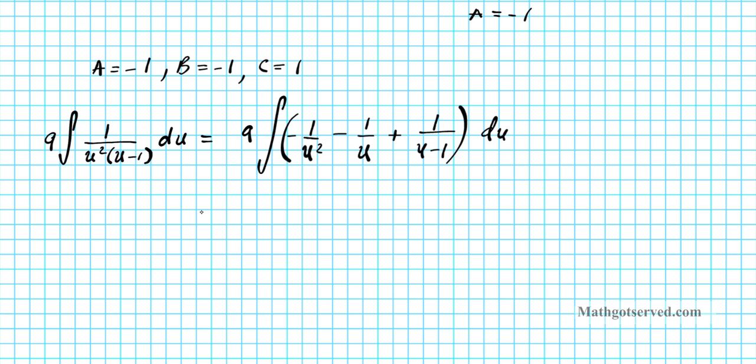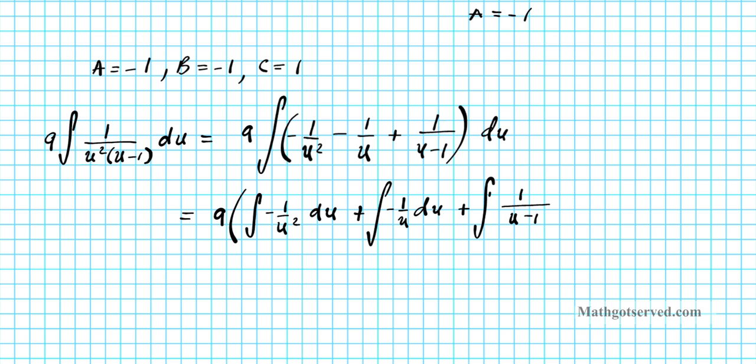So here this is going to become 9 times the indefinite integral of negative 1 over u squared du, plus the antiderivative of negative 1 over u du, plus the antiderivative of 1 over u minus 1 du. This is term-by-term integration. Let's do the first one. Let's integrate the first one.